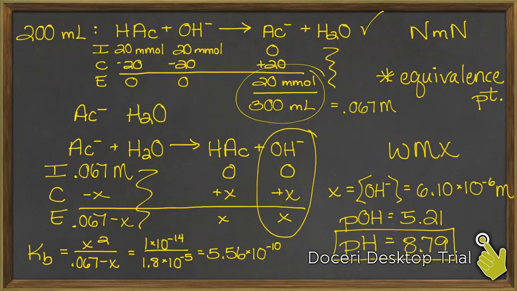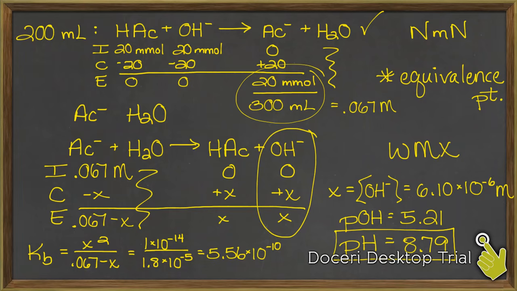But in all honesty, guys, many of the AP questions you're going to be asked are going to be at the equivalence point. So it's a lot of work and you're going to be asked about it a lot, but this is what's required, I'm sorry to say. Okay, so our pH at equivalence is 8.79.